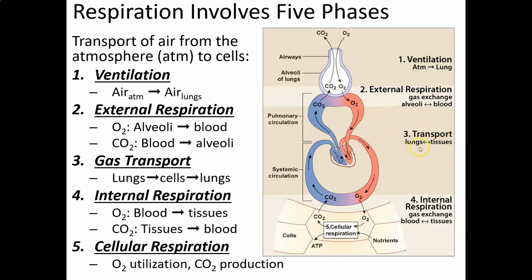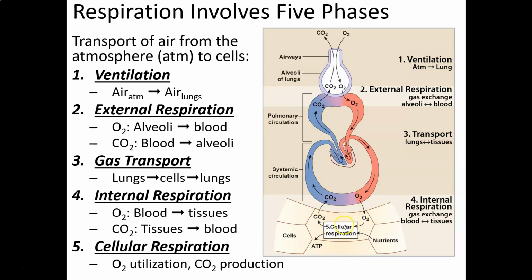The third phase is called transport or gas transport, and that's moving the gas from the capillaries in the lungs to the capillaries in the tissue, and then from the capillaries in the tissue back to the capillaries in the lungs. So it's called transport. The fourth step is internal respiration. So internal respiration is the exchange of gas between your blood and your tissues. So oxygen goes typically from the blood into the tissues, and CO2 comes from the tissues into the blood.